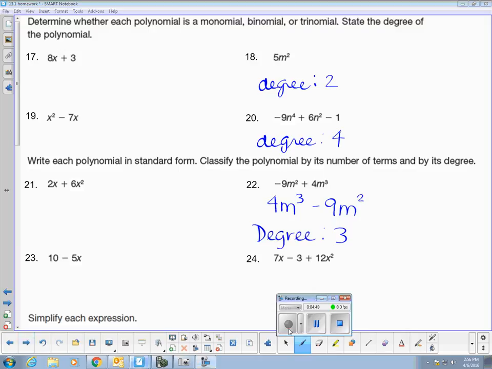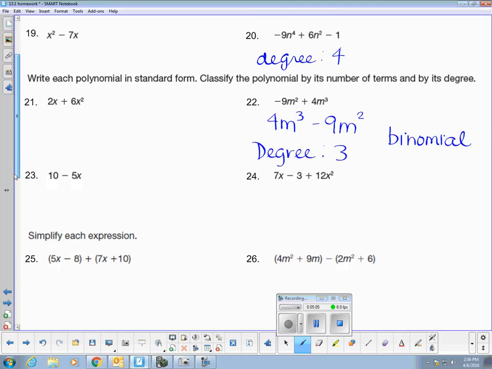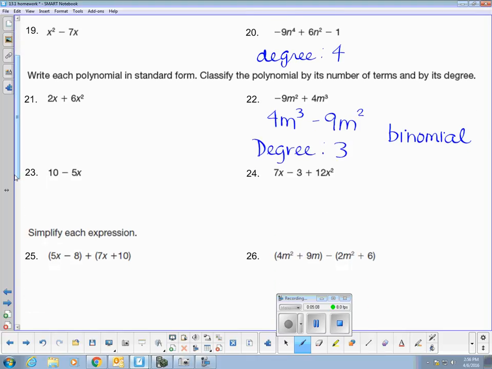And then finally, I also need to write what type of polynomial it is by the number of terms. So we would say that this is a binomial, because it has two terms. Number 24 is a trinomial. In standard form.